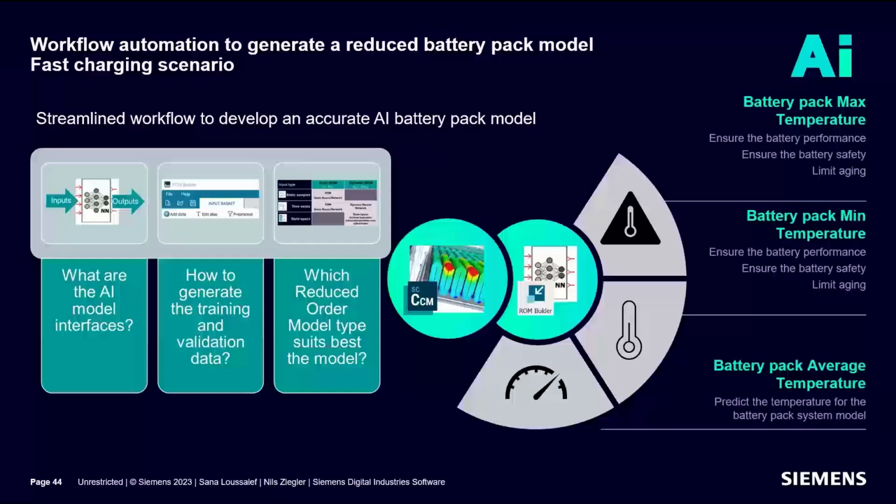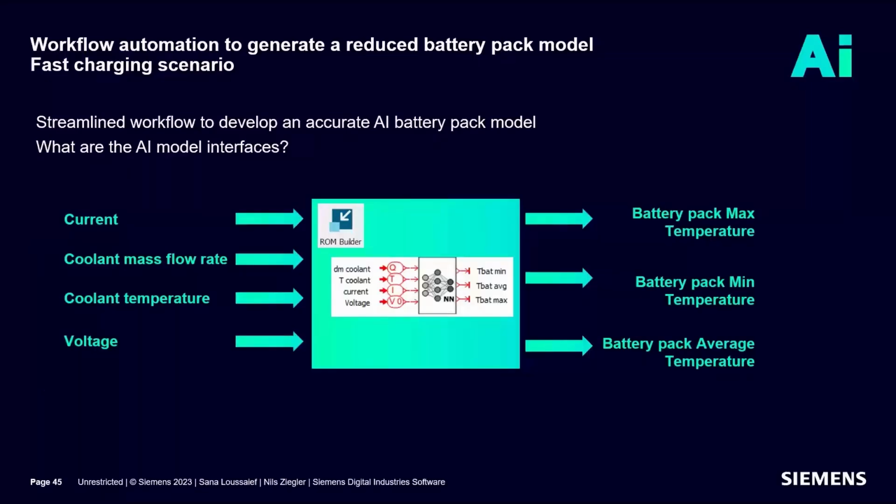Let me start with the workflow to develop the artificial intelligence part of the reduced model. The 3 steps here to ensure an accurate machine learning model are the following. First, we need to determine the artificial intelligence model inputs and outputs. Second, we need data for the model training and validation purpose. And finally, we must choose the right reduced order model type, which suits best this specific application.